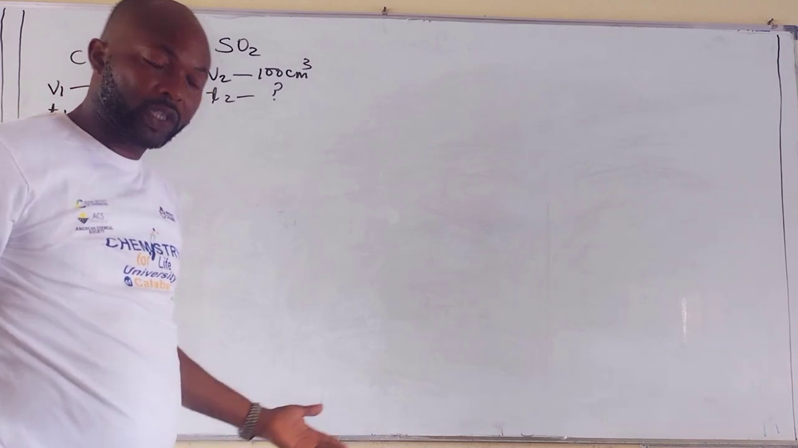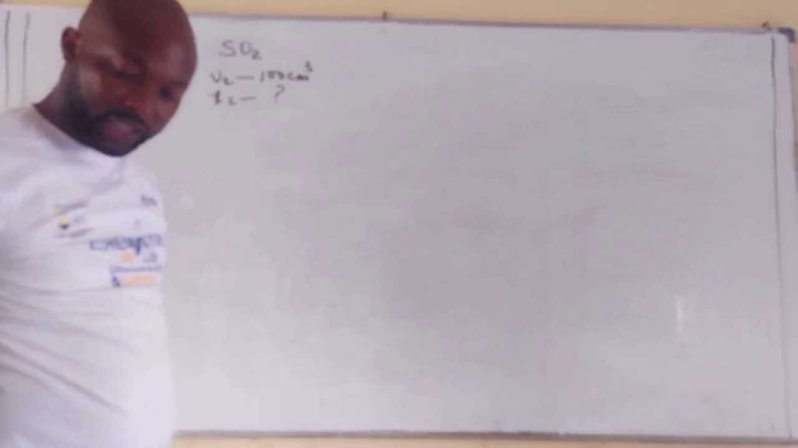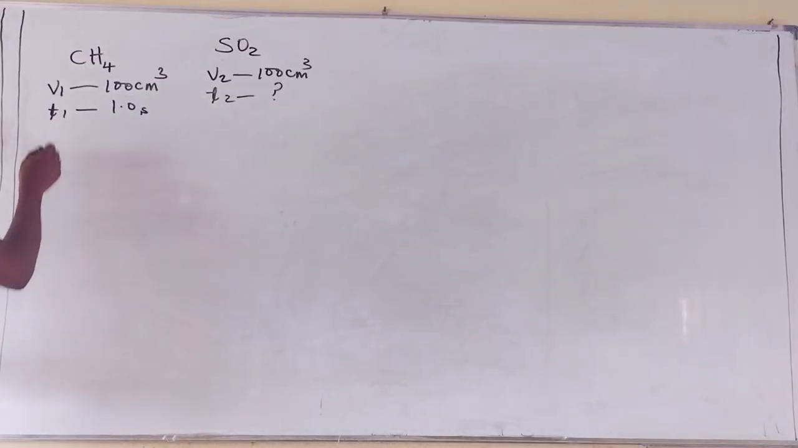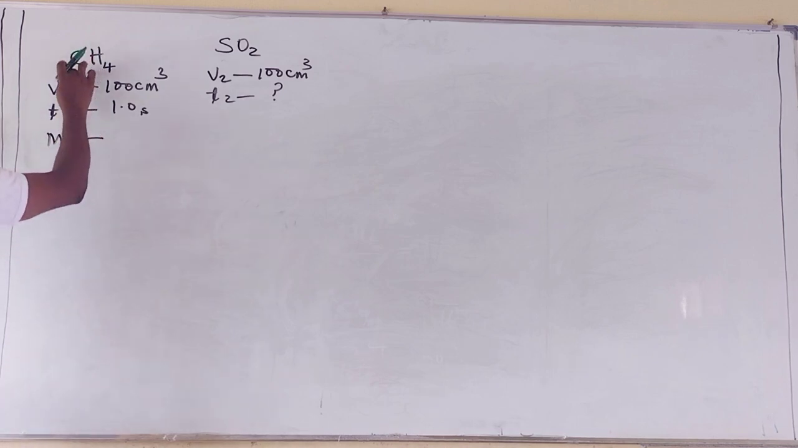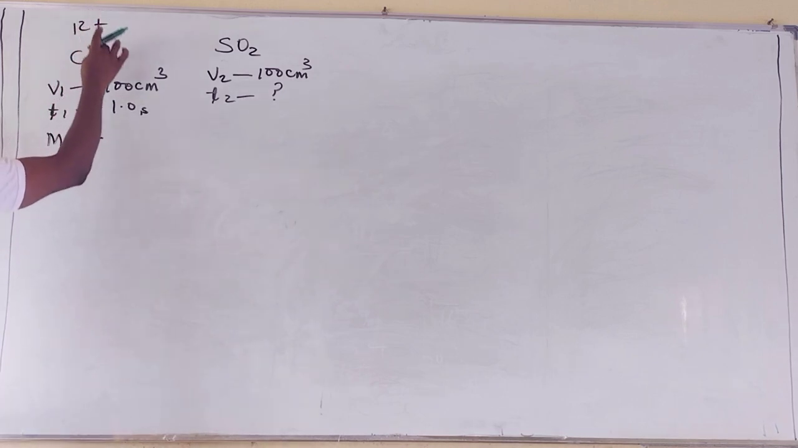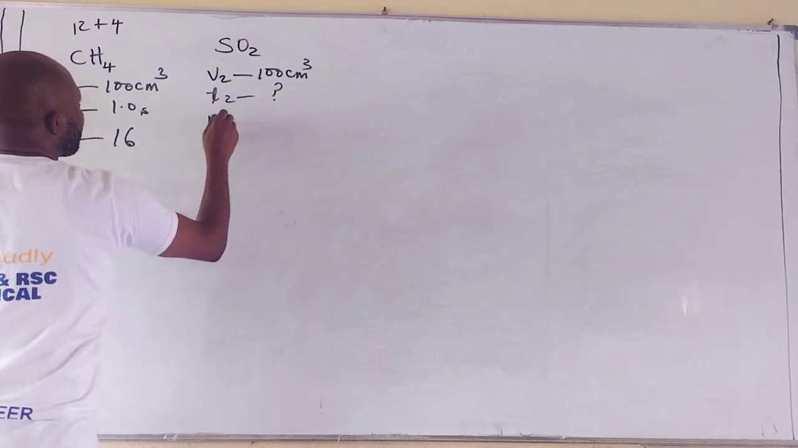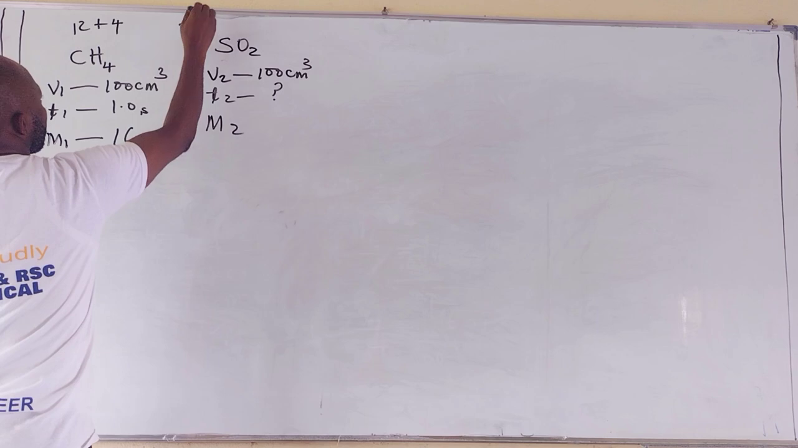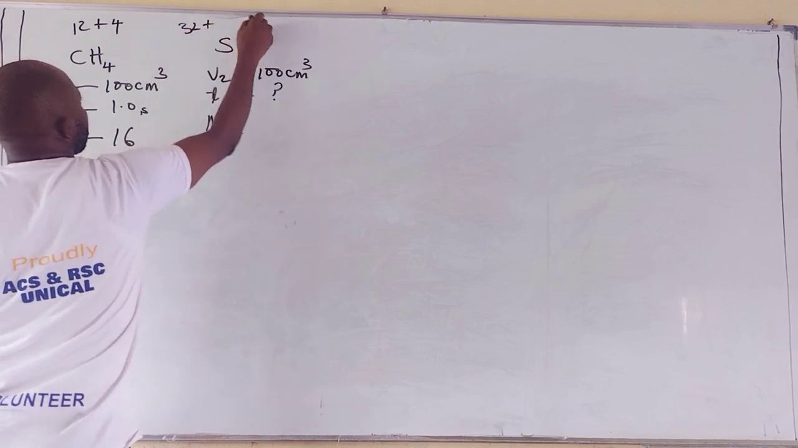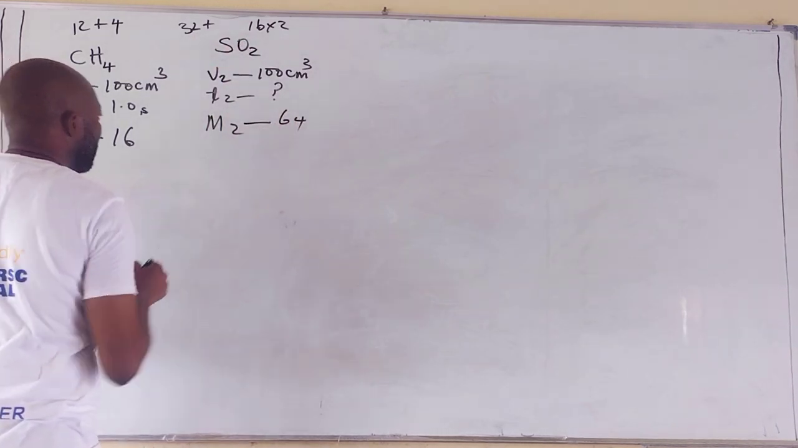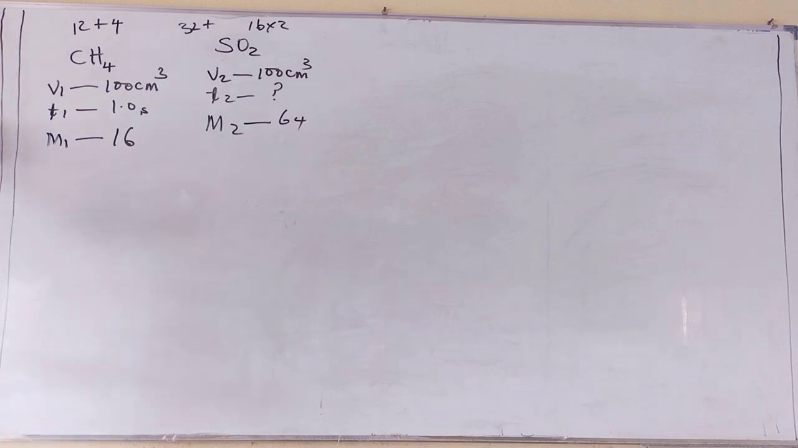They've given us the relative atomic masses: hydrogen 1, carbon 12, oxygen 16, and sulfur 32. So let us begin. Now, my M1, the relative molecular mass of this: carbon is 12, plus hydrogen is 4, so 12 plus 4 is 16. Now, my M2: sulfur is 32, plus oxygen is 16 times 2, so 32 plus 32 is 64. So, let us proceed.